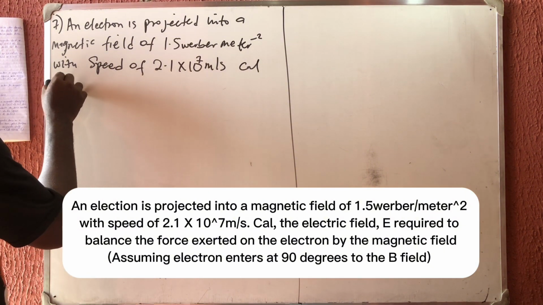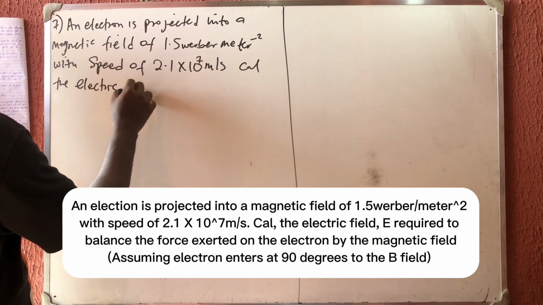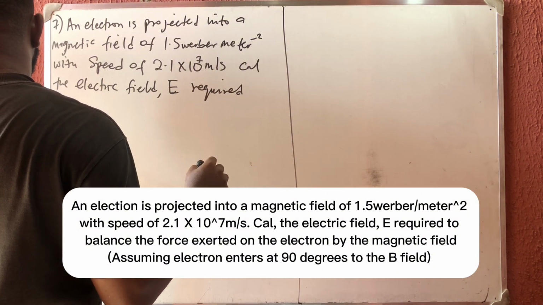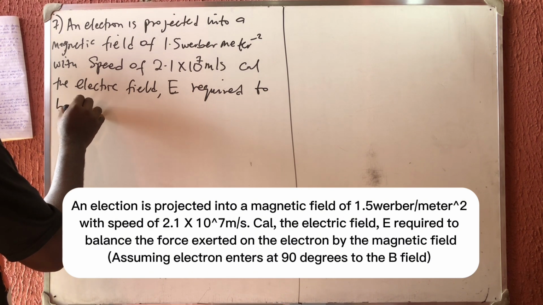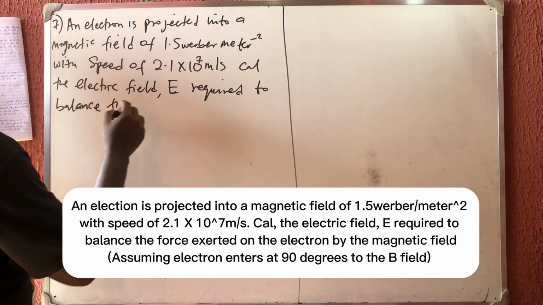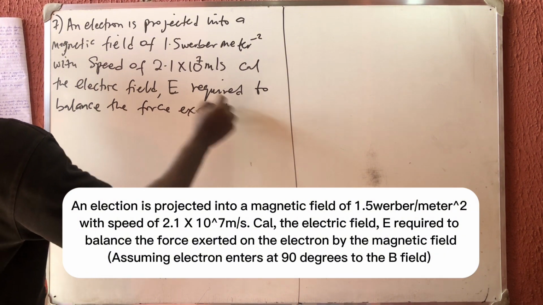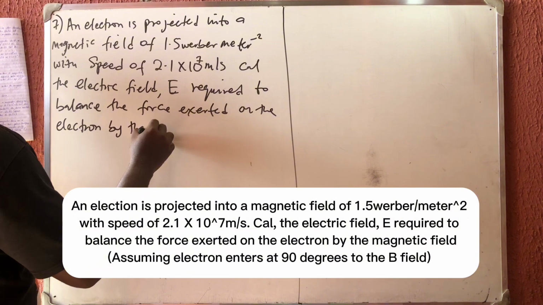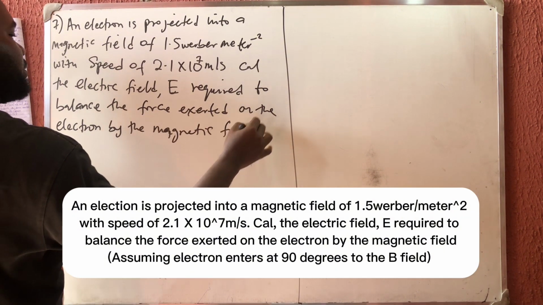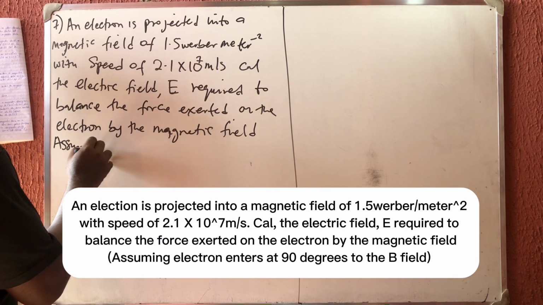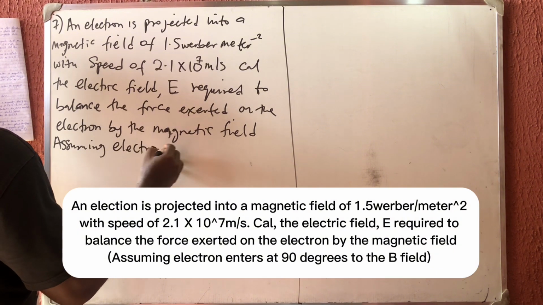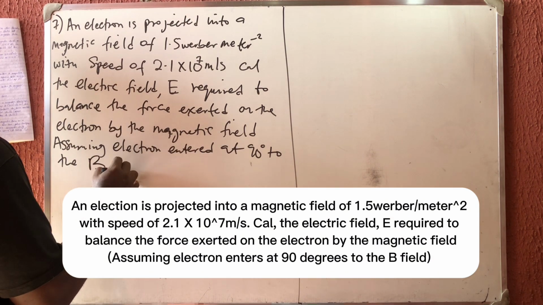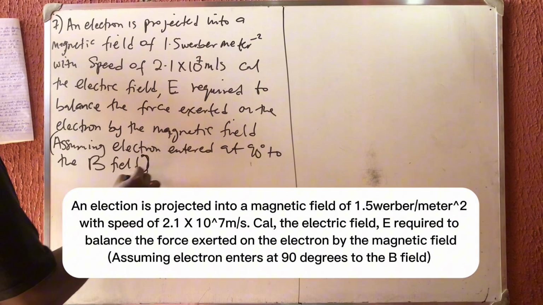You now say calculate the electric field E required to balance the force exerted on the electron by the magnetic field, assuming the electron entered at 90 degrees to the B field. Solution.